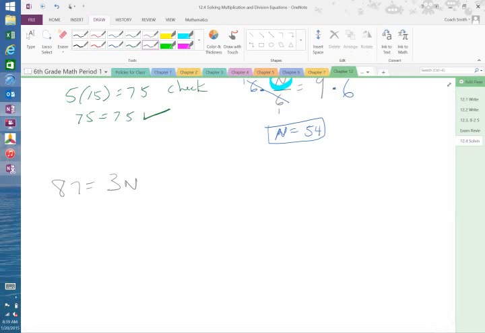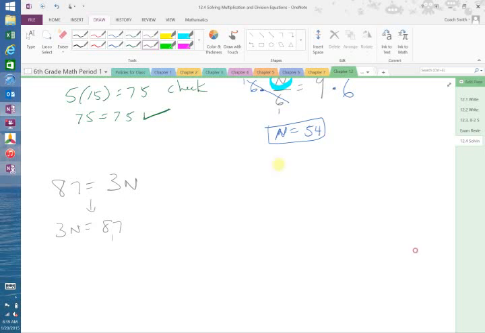87 equals 3n. Now, this is another one of those problems that's reversed. This and that equation are exactly equivalent. So if you like it better with the variable on the left side, less confusing to you, then go ahead and switch it. 3n equals 87 is the same thing as 87 equals 3n.